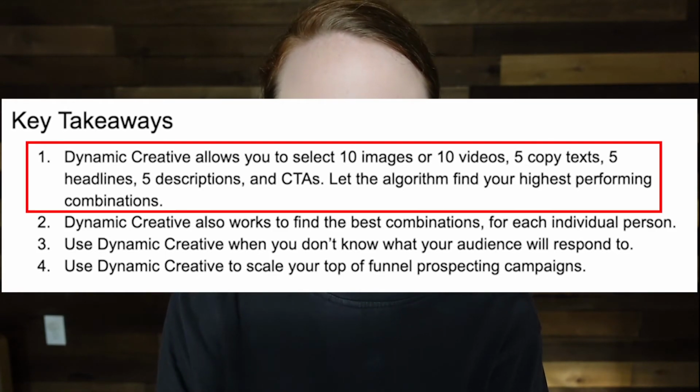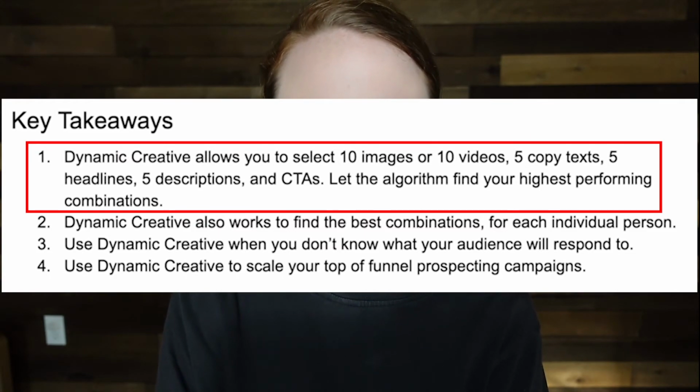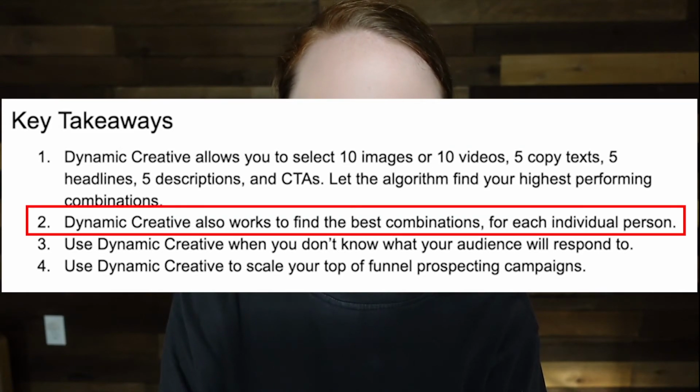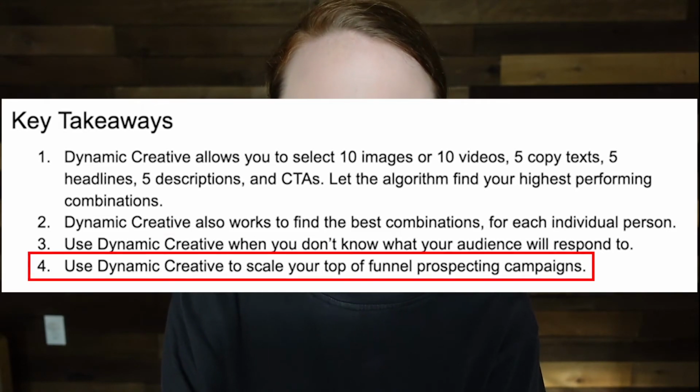Number 1, dynamic creative allows you to select 10 images or videos, 5 copy text, 5 headlines, 5 descriptions, and CTAs. Let the algorithm find your highest performing combinations. Number 2, dynamic creative also works to find the best combinations for each individual person. Number 3, use dynamic creative when you don't know what your audience will respond to. Number 4, use dynamic creative to scale up your top of funnel prospecting campaigns.